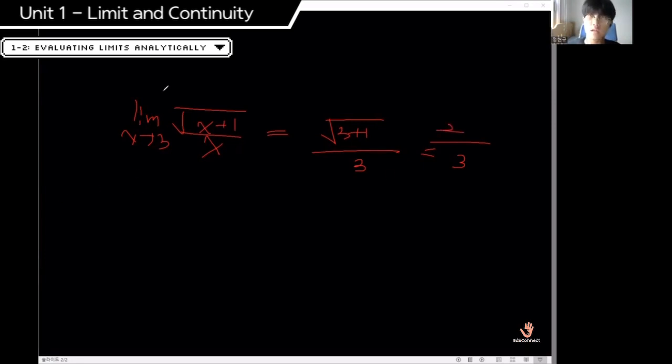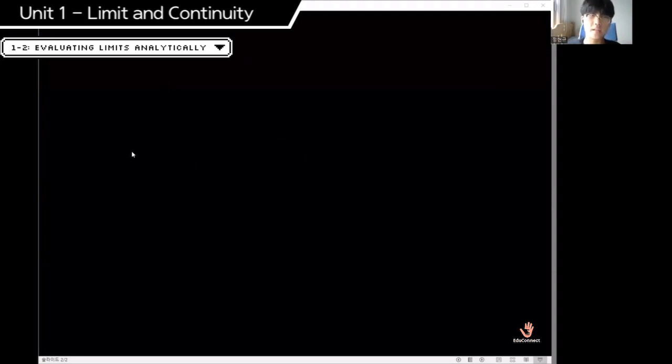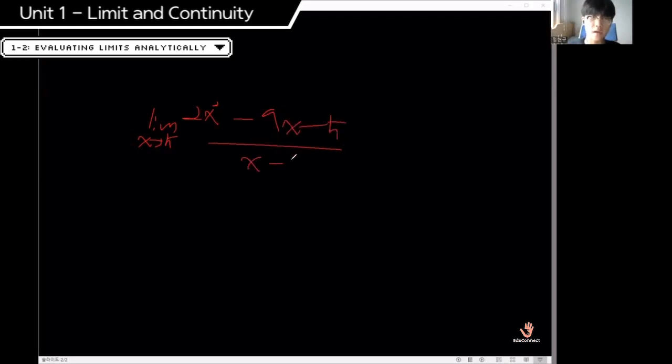However, not all limits can be evaluated by direct substitution. Let's look at this example. Here, we want to find the limit as x approaches 5 of 2x squared minus 9x minus 5 over x minus 5. Now, if I try to do this using direct substitution and plug the 5 in for x, I get a 0 in the denominator, and that's undefined. So 5 is not in the domain of our function, so we cannot use direct substitution.